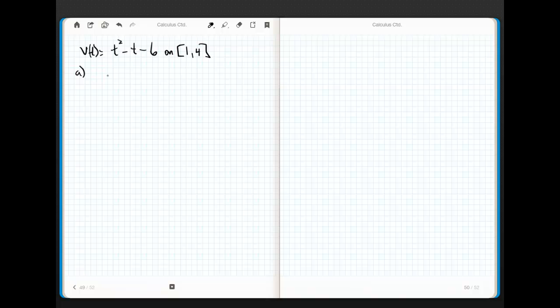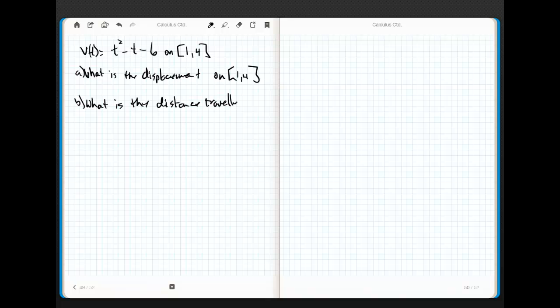If I know the velocity of the particle, I want to know, A, what is the displacement of the particle on the closed interval from 1 to 4? And B, what is the distance traveled on the closed interval from 1 to 4?